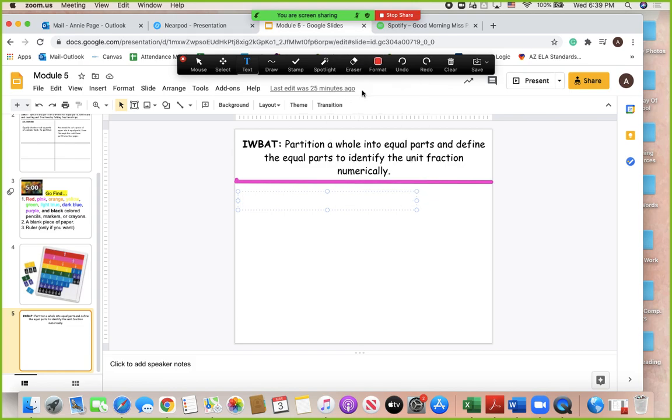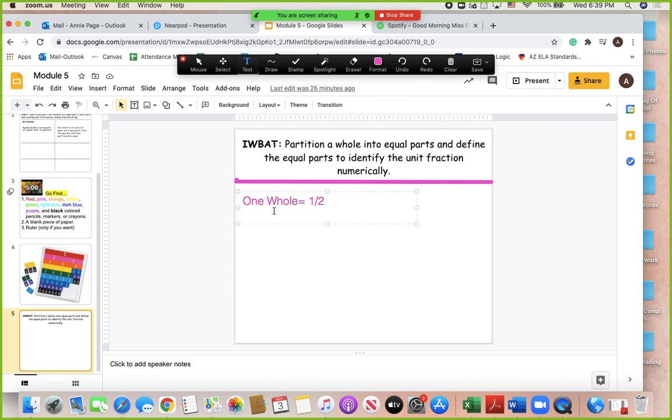And I'm going to start with my red. My red is 1 whole. 1 whole written out looks like this. We don't pronounce the W. And numerically looks like numbers, right? You see that numbers right there? 1 over 1.